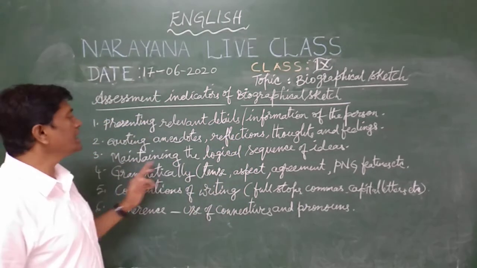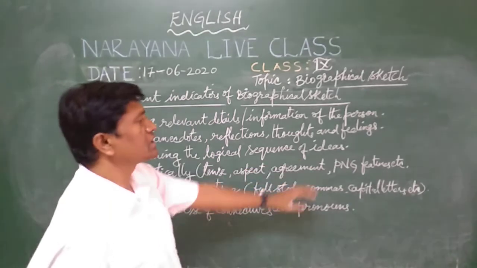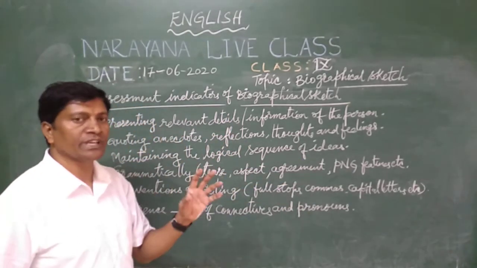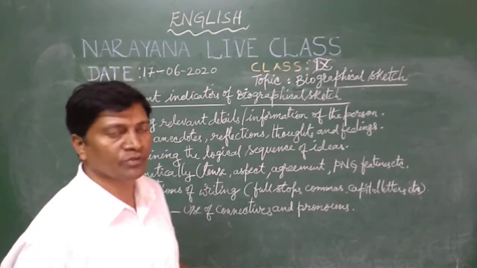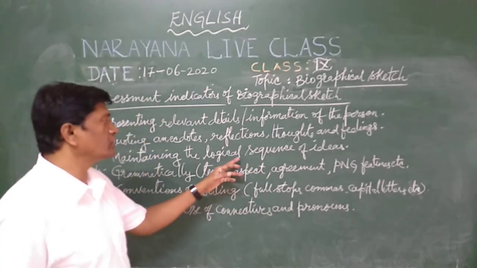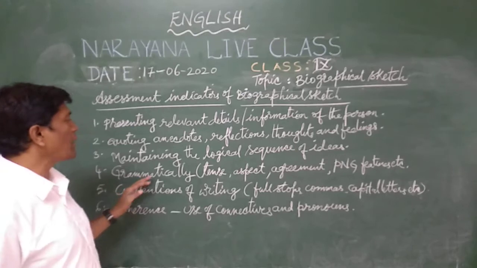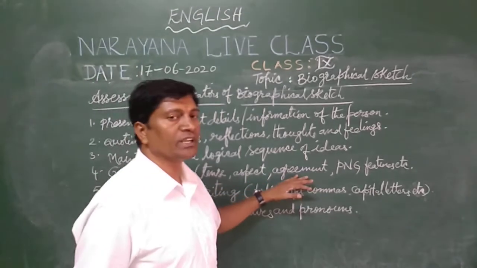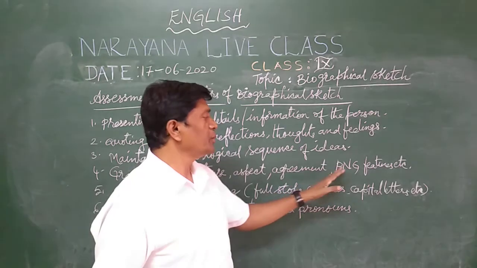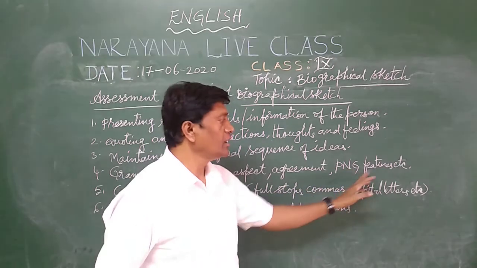Next one, maintaining the logical sequence of ideas one by one. Logical ideas, which are what his thoughts were and what extra information you are adding to those ideas, we have to write in sequence. Next, grammatically: tense formation, aspects, agreement. Agreement is nothing but subject verb agreement, PNG: person, number and gender features.